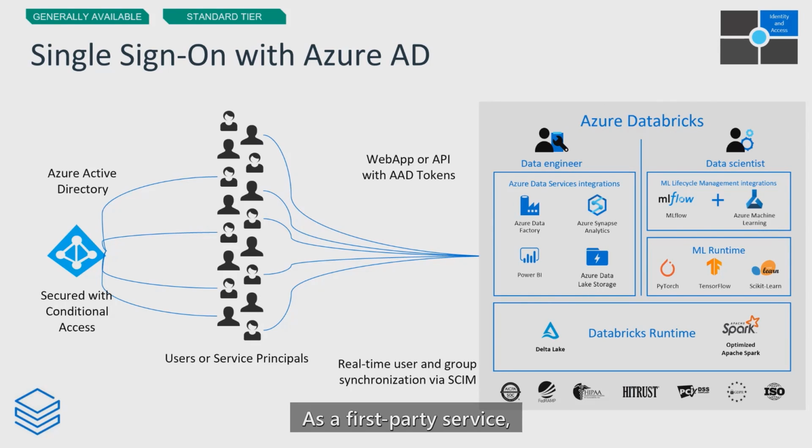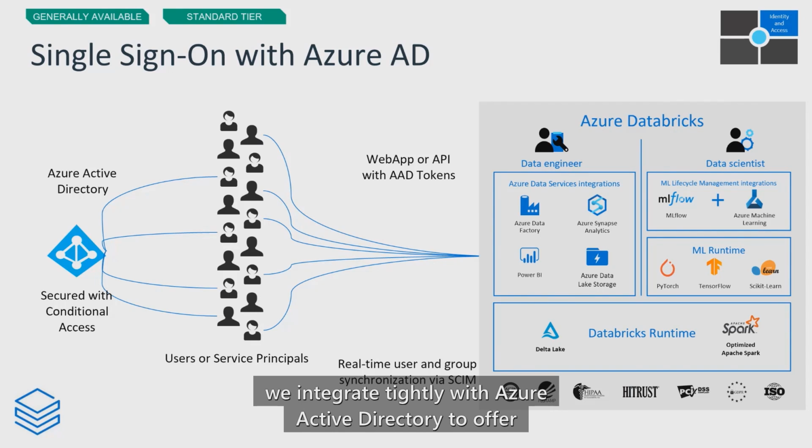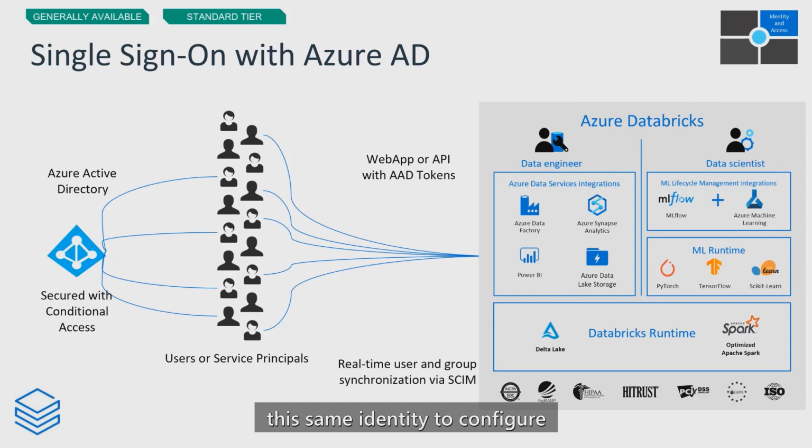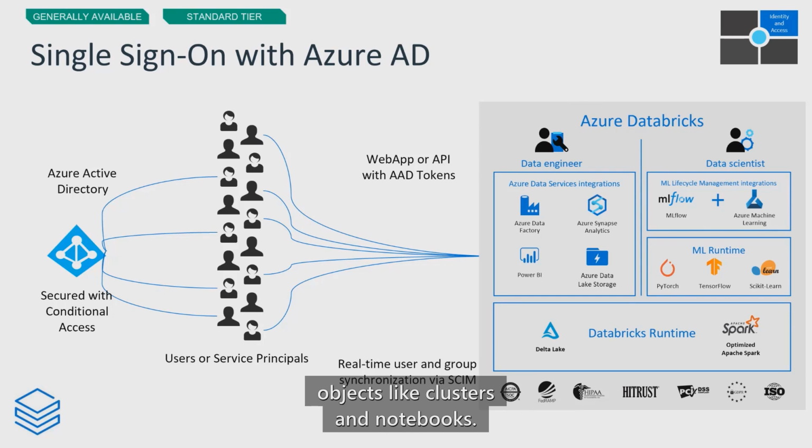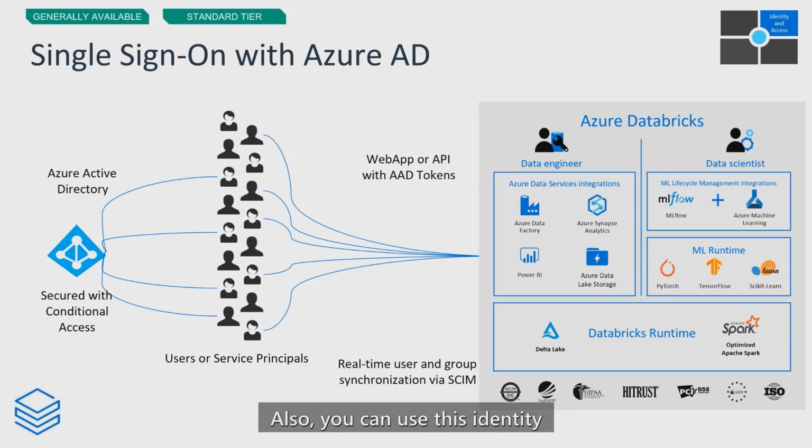As a first-party service, we integrate tightly with Azure Active Directory to offer single sign-on for AAD users and service principals. The nice thing is you can then use this same identity to configure role-based access control for your Azure Databricks workspace objects like clusters and notebooks. Also, you can use this identity to authenticate automatically to your Azure Data Lake Gen 1 and Gen 2 storage using a feature called credential pass-through.